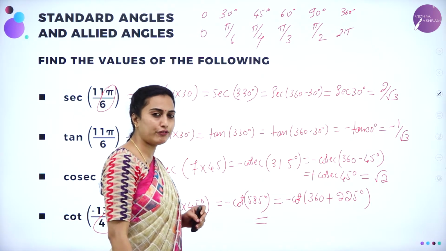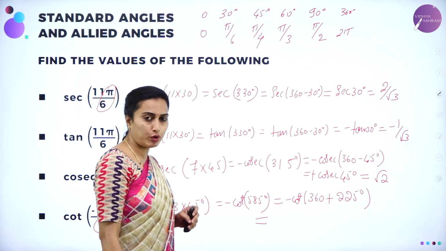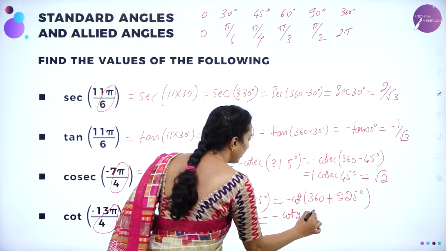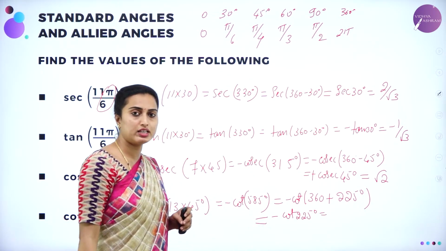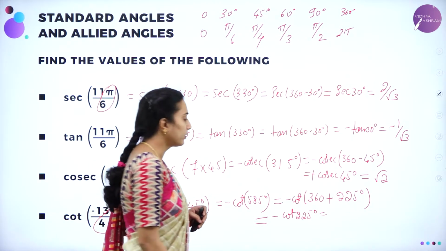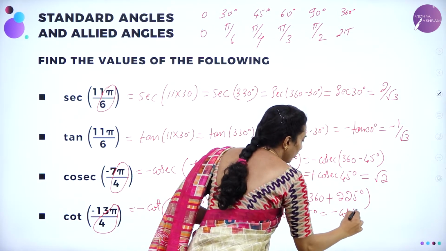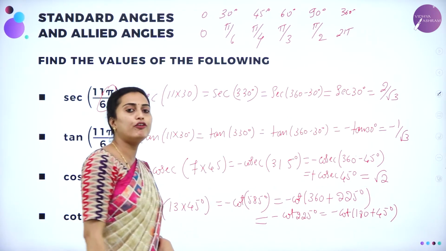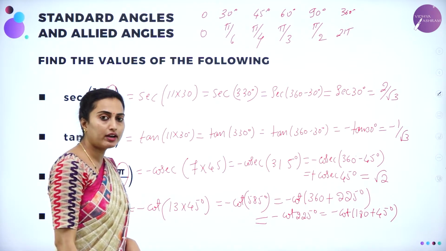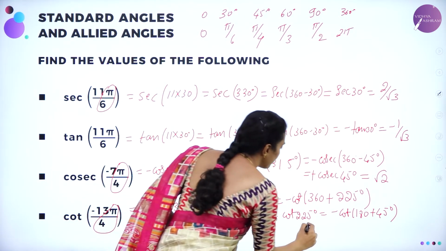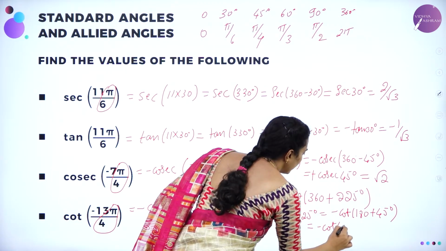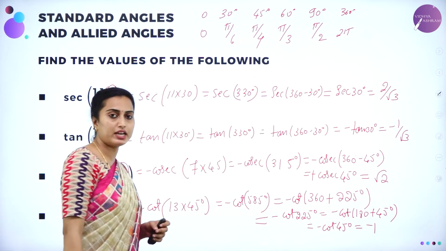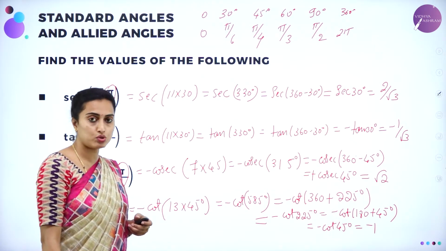Now again, this will be equal to minus cot of 360 plus theta. 360 plus theta falls in the first quadrant. In the first quadrant cot is positive, but here the negative sign is already there. Minus cot 225 degree. Now again, this 225 degree can be written as 180 plus 45. So minus cot of 180 plus 45. Cot of 180 plus theta falls in the third quadrant, and in the third quadrant cot is positive. The minus sign is already there, so it will become minus cot 45 degree. Tan 45 degree is 1, cot 45 is also 1. So it will become minus 1.